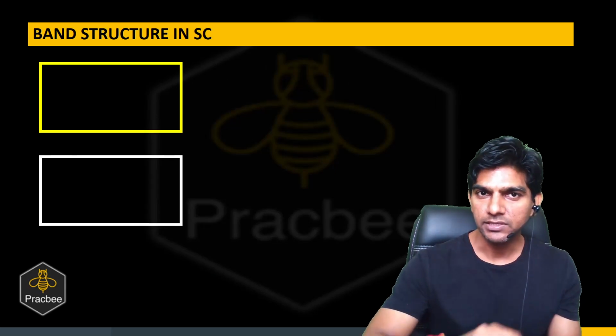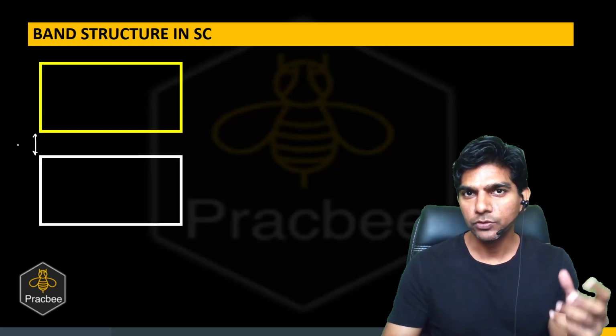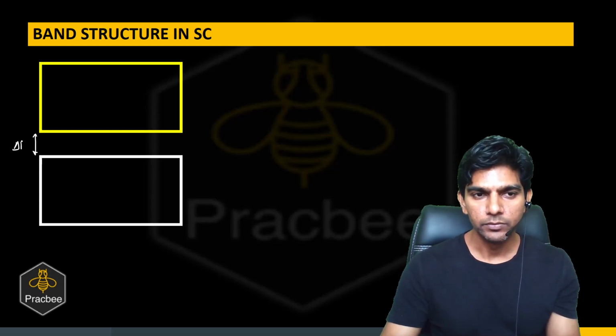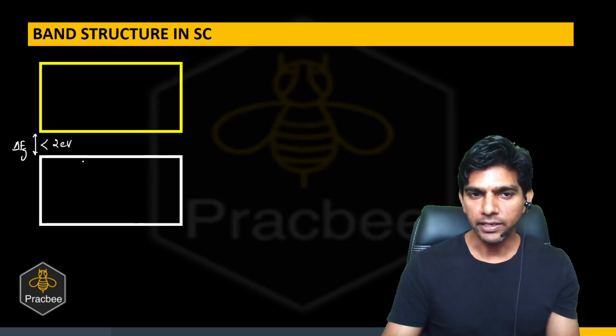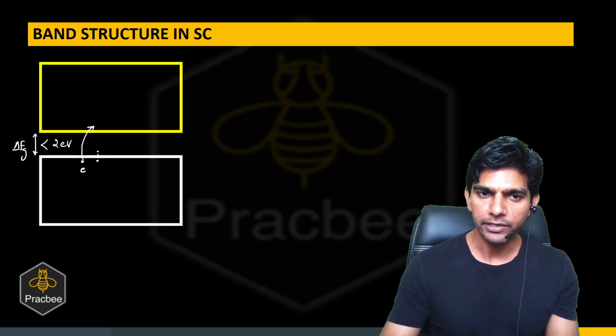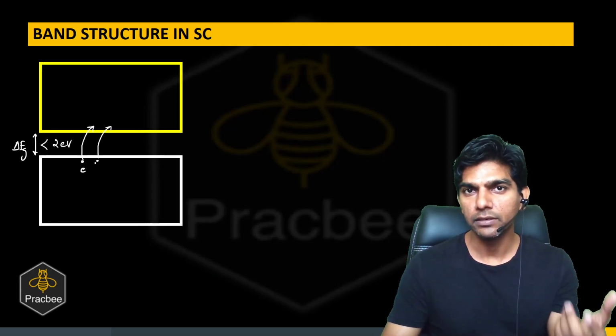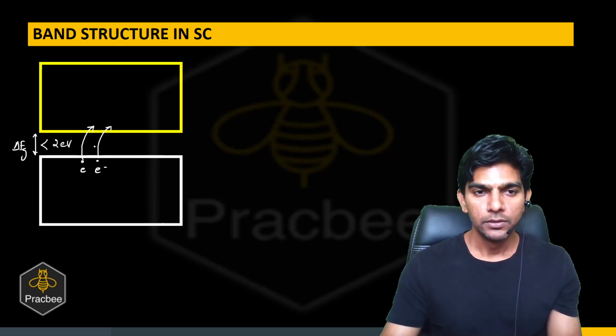Now let us see what happens in the semiconductor. In a semiconductor, there is still a gap, but this gap is not as huge as in the non-metal. This gap is less. So here the delta Eg is less than 2 electron volts. Now the electrons can attain energy at room temperature and jump to the conduction band. So the electrons in the conduction band can increase at room temperature, or even if you increase the temperature beyond room temperature. So what is happening here?